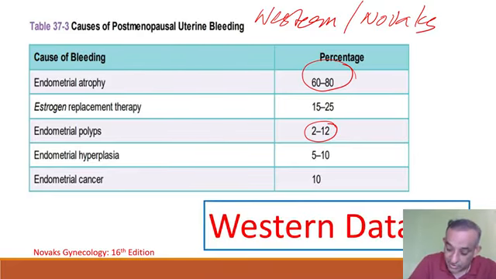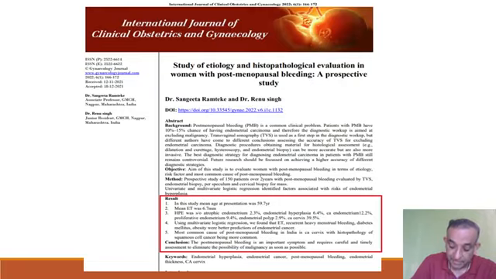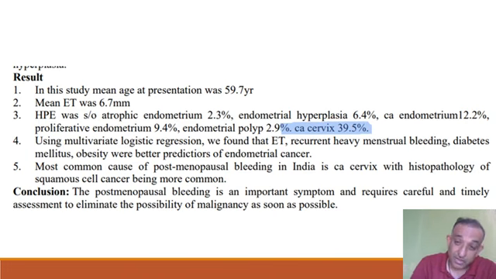Now let me show you some Indian data. This is Western data. Let me show you some Indian data. Now this is the Indian data. It is one of the later studies which have come out. This is 2022. This is an Indian study about postmenopausal bleeding. And look at the causes. I'm going to enlarge the one I have highlighted in red and show you the results.